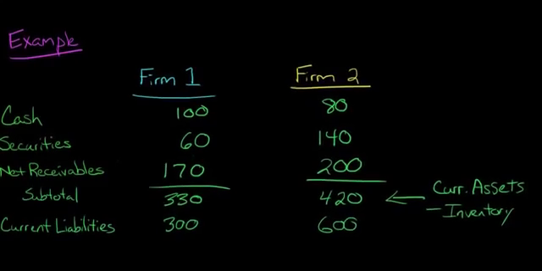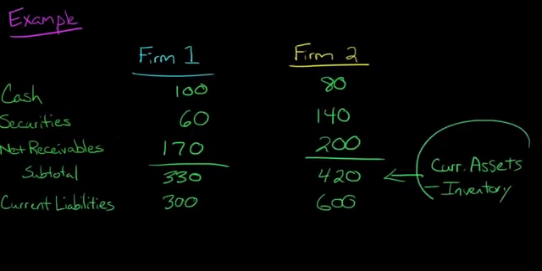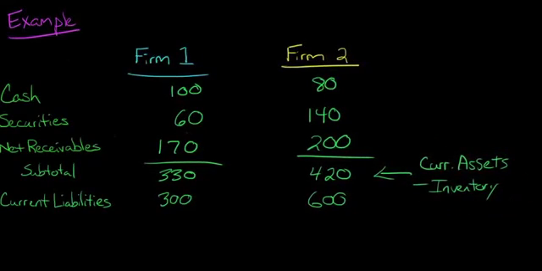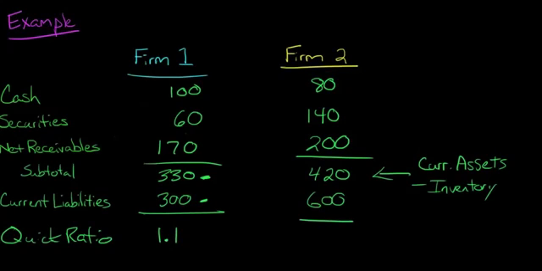Let me scroll down here for a little more. So now we just take our subtotal, which is the current assets excluding inventory. We just take that subtotal for firm 1 and divide it by the current liabilities for firm 1. And what does that yield? Well, that's going to give us our quick ratio. Just write that over here. So our quick ratio for firm 1 is going to be 1.1. And for firm 2, we do the same thing. We divide this 420 by 600, and it yields a quick ratio of 0.7.